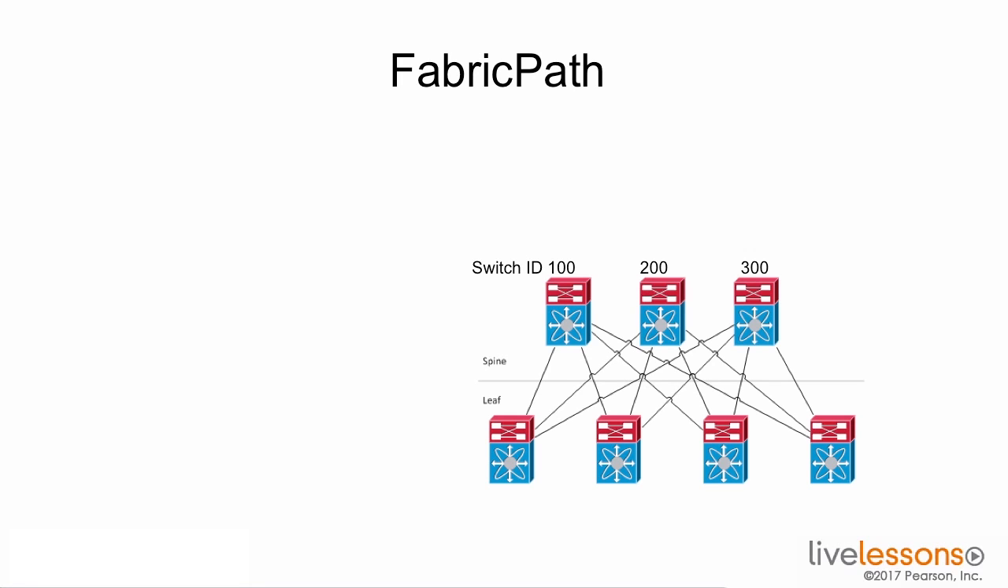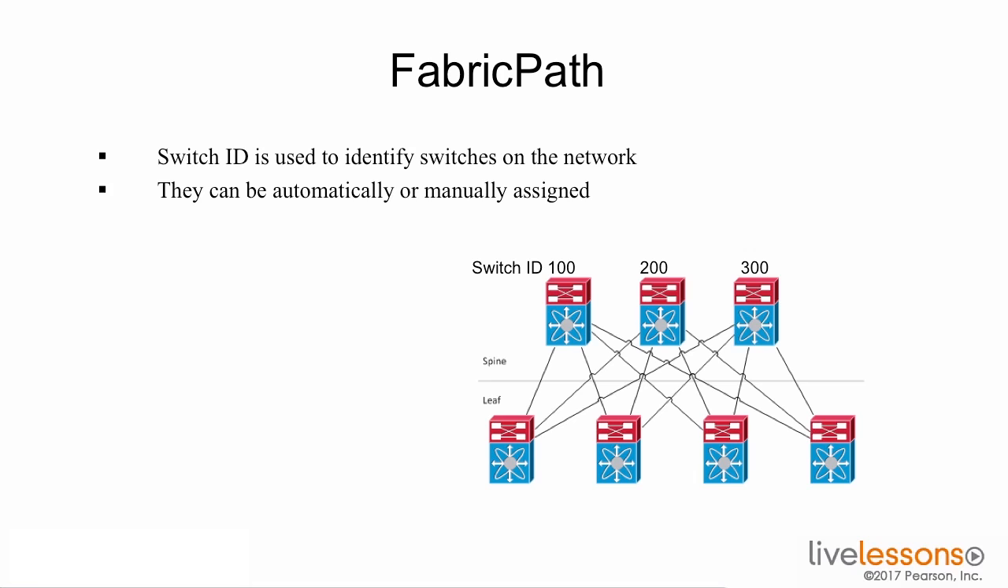In a FabricPath network or fabric, switch IDs are used to identify switches on the network. These switch IDs can be automatically or manually assigned. As you can see in the drawing, I've manually assigned a couple of switch IDs: switch ID 100, 200, and 300.